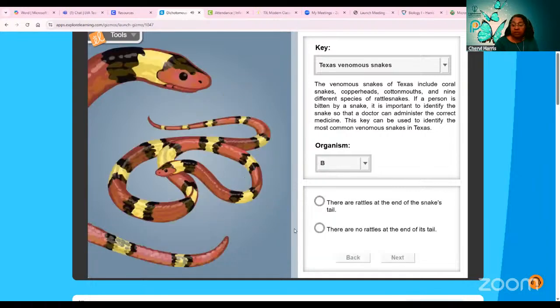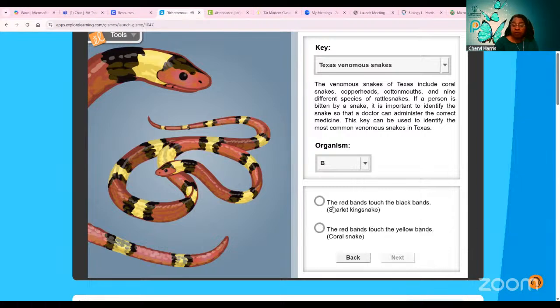All right, this guy does not have a rattle on the end of his tail. So we go with that one, no rattle. Does not have bright red and yellow bands, or he does. The snake has bright red and yellow bands. So we pick that one.